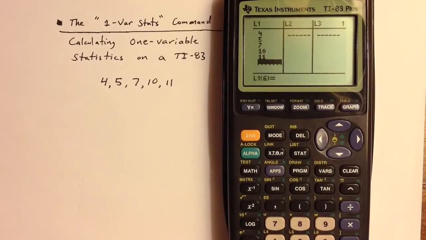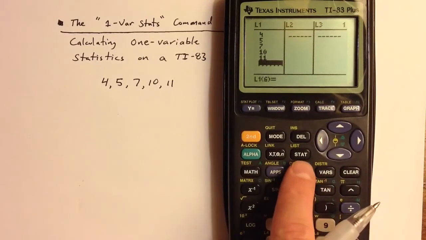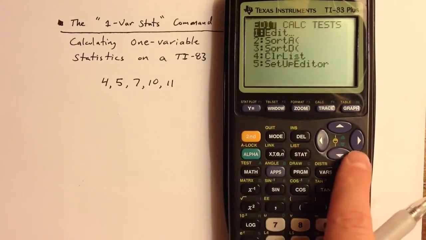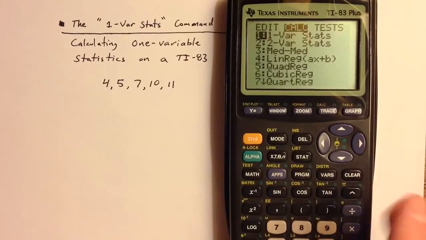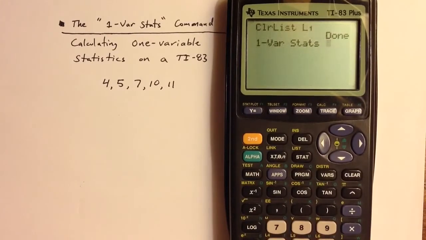And then to calculate the one variable statistics, I can simply go back to the stat key, use the right arrow to move over to the calc menu, and one variable statistics is option 1, so I can hit enter or press 1. It'll bring this up to the home screen. I wouldn't necessarily need to choose list 1, that's the default, but I could enter list 1 next to it, and certainly if I had data in a different list, I would want to identify that list.